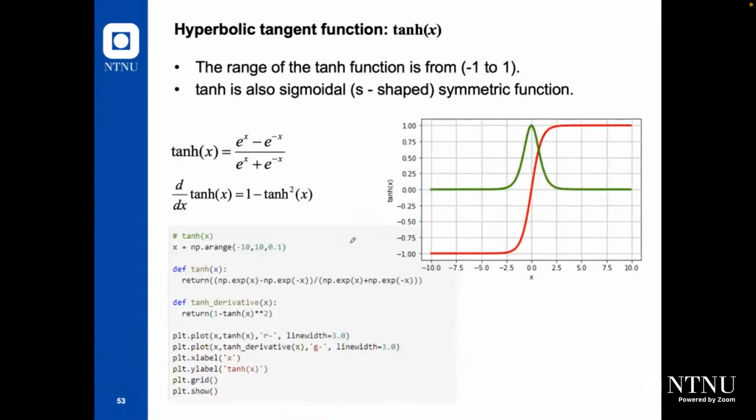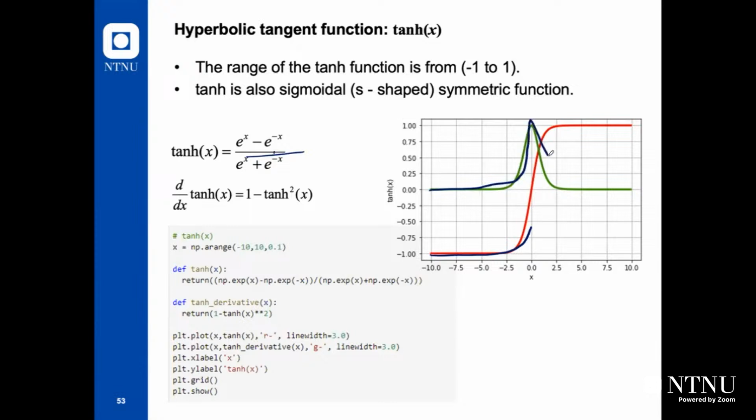So we can also use the hyperbolic tangent, and it's like this one: exponential x minus exponential minus x, divided by exponential x plus exponential minus x. And the first derivative of this function will be 1 minus hyperbolic tangent square. So it will be 1 minus tanh square. So it will be this one.